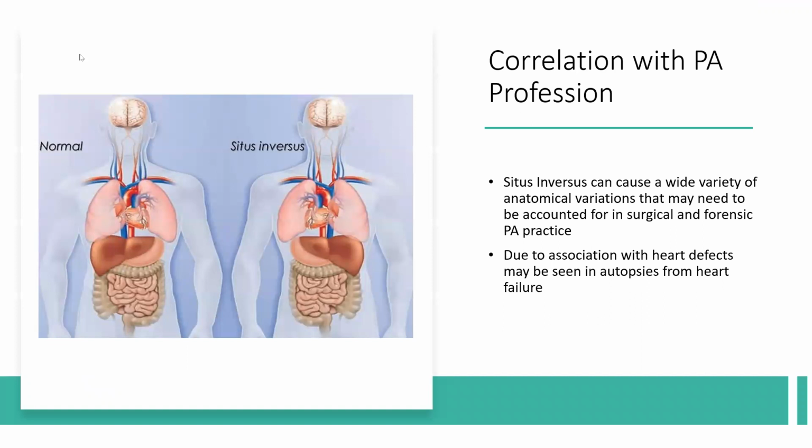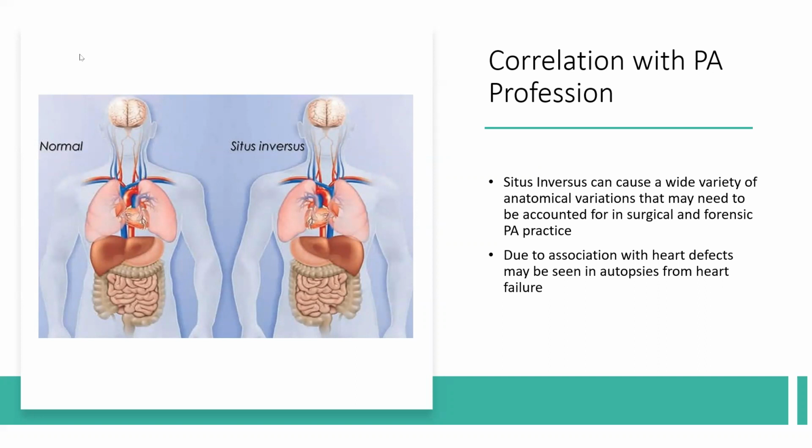A correlation with the pathologists' assistant profession. Situs inversus can cause a wide variety of anatomical variations that may need to be accounted for in both the surgical and the forensic PA practice. And this could possibly come up with any specimen, really, but due to the association with heart defects, this condition can be seen in autopsies from heart failure.